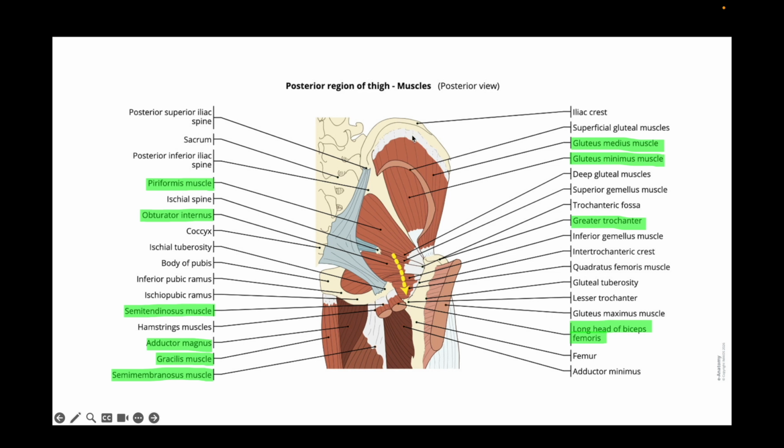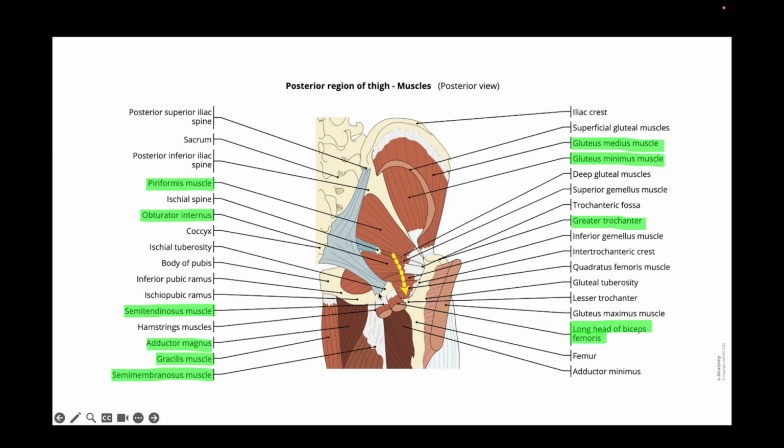So you can see gluteus maximus has been removed, and so you've got gluteus medius here, and then you've got gluteus minimus here, and these attach to the greater trochanter at different facets, which you probably won't need to know for the exam.